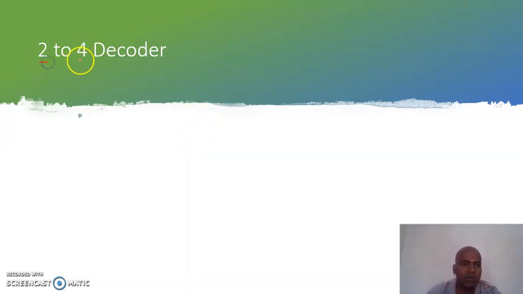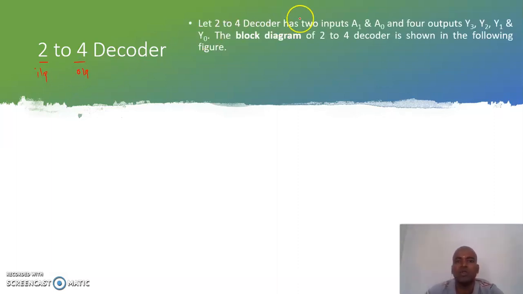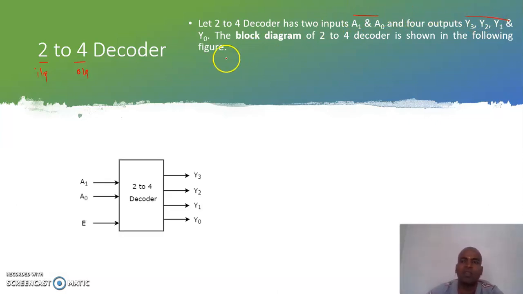Here 2 is the input and 4 is the output. We can take any variable, that is any alphabets, to represent inputs and outputs. A 2 to 4 decoder has 2 inputs. In this design I am going to consider A as the input variables and Y as the output variables. So have a look at the block diagram of the decoder. As already mentioned, A1 and A0 are inputs, Y3, Y2, Y1, Y0 are outputs, and E is an enable input.